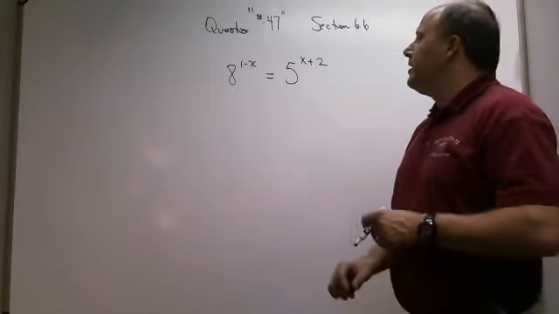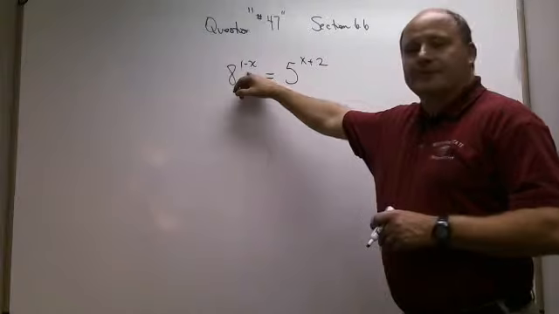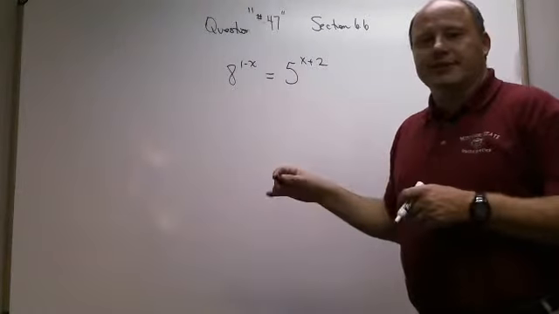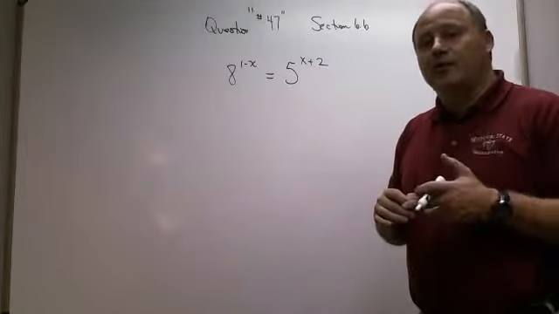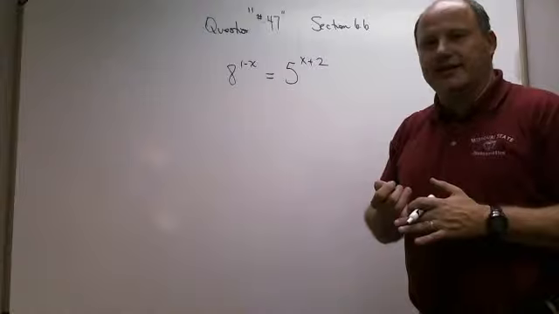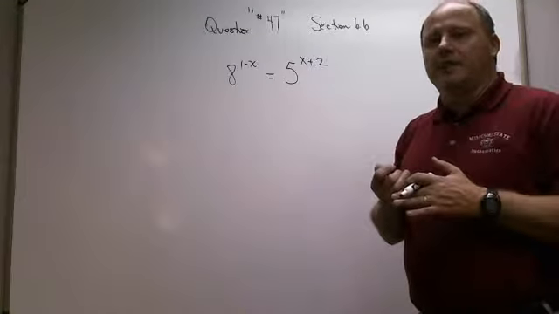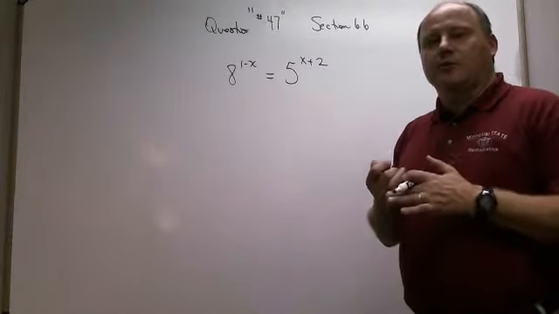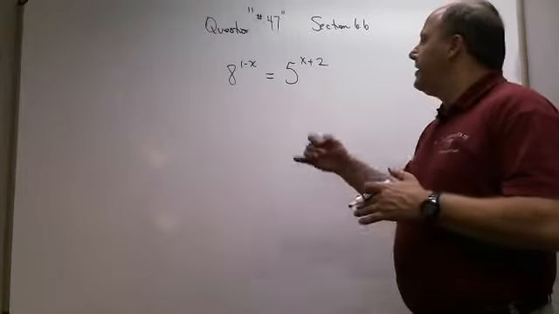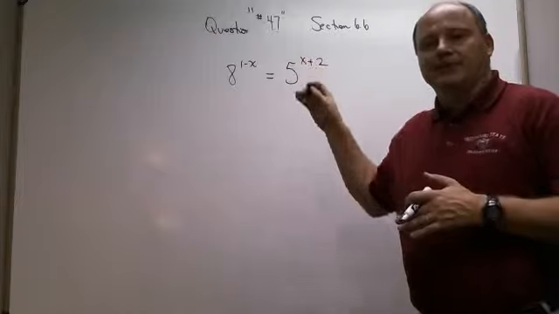So this is 8 raised to the 1 minus x, which is exponential, and 5 to the x plus 2, which is also exponential. So this was an exponential equaling an exponential. This is a category 3 problem. Remember, we had multiple logs on one side, multiple logs on the other side. That was category 1. The second category had multiple logs on one side and a number on the other side. And this one is when you have an exponential equaling an exponential.